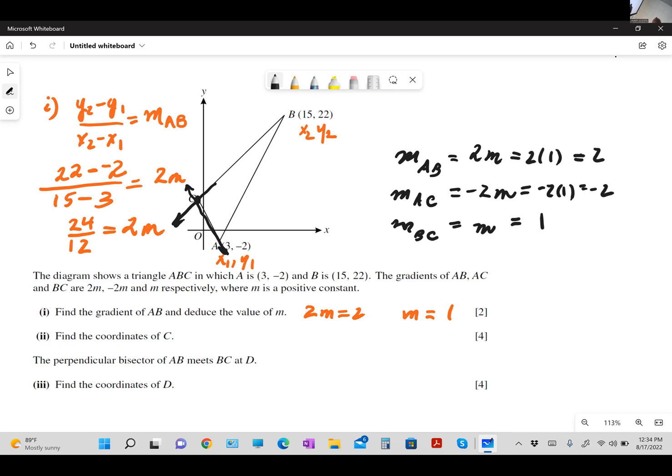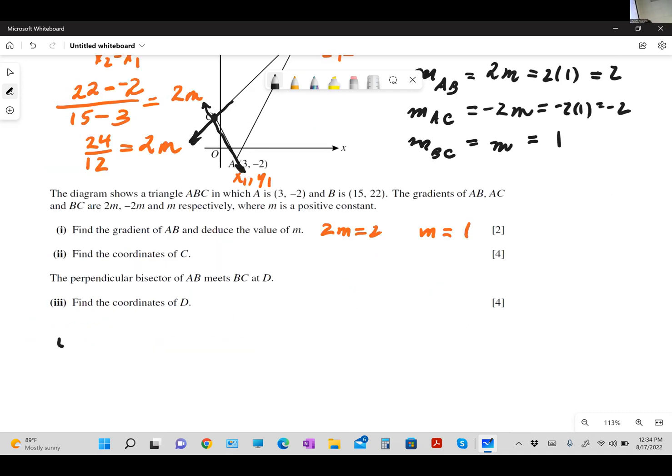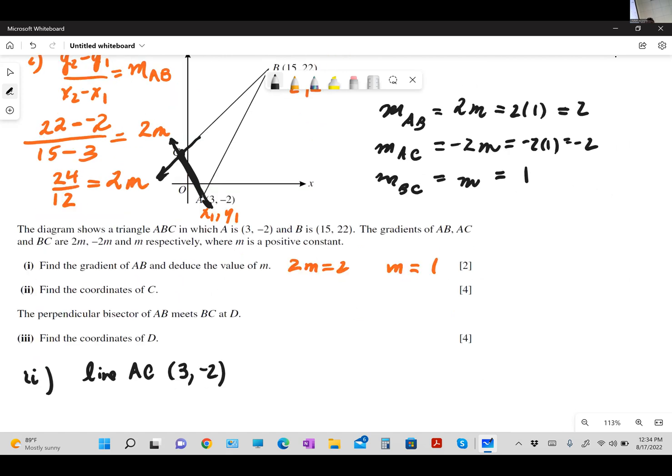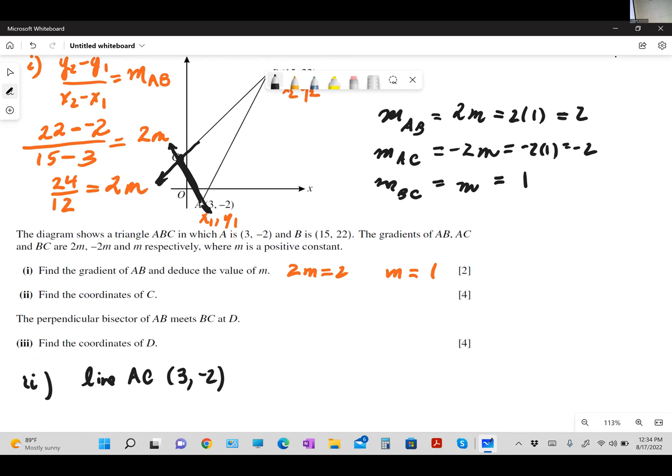I'll leave it like that. I'll give myself some space. I'll write 2 right here. Okay, look at this line here. Can you tell me the point associated with that line? So we're talking about line AC. Can you tell me the point it has? (3, -2), right? What else do we need to form an equation of a line? A slope. What is the slope of AC? -2. So the slope of AC is -2, right?